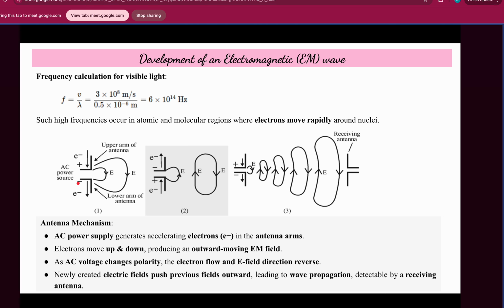Between cathode and anode, the electron will move towards the positive arm of the AC power source. Similarly, in this case, the electron is changing its directionality, due to which multiple such waves could be generated. And ultimately, these waves will be received by the receiving antenna. So this is how electromagnetic waves are generated by providing AC power, and it is based on the vibration of the electrons.